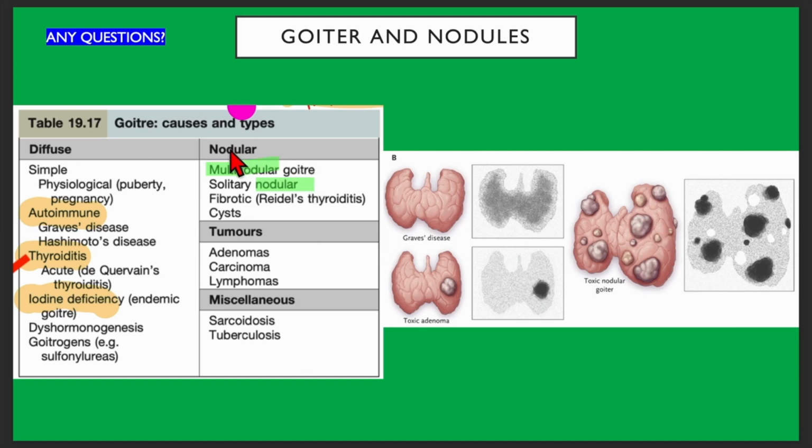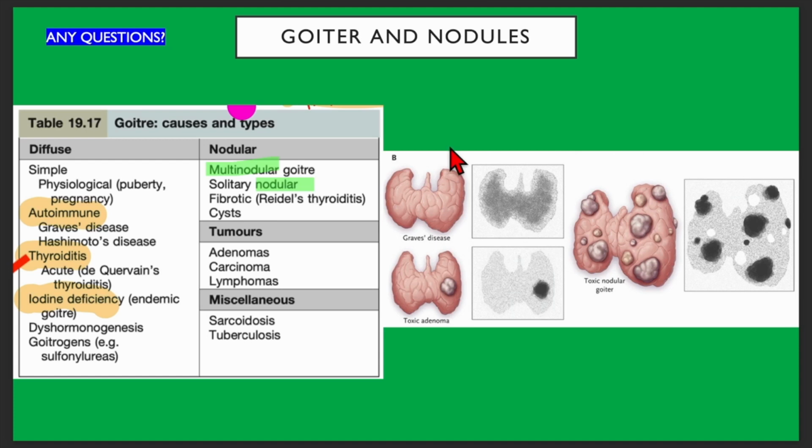Any questions about the nodules? And then we have only the tumors and then we're done. Any questions about the nodules? Okay, I hope you understand everything.